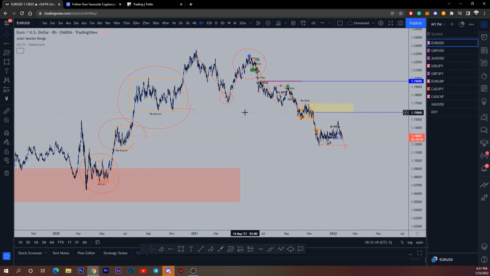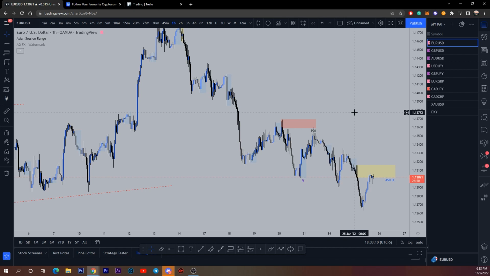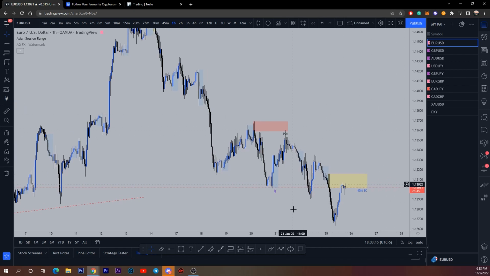So that's how you can use it on a higher time frame scale. And like I said, it can be used on lower time frames, intraday. You're going to see it everywhere. All right, so let's look at EU right now on this 1 hour time frame. So let's look at this.